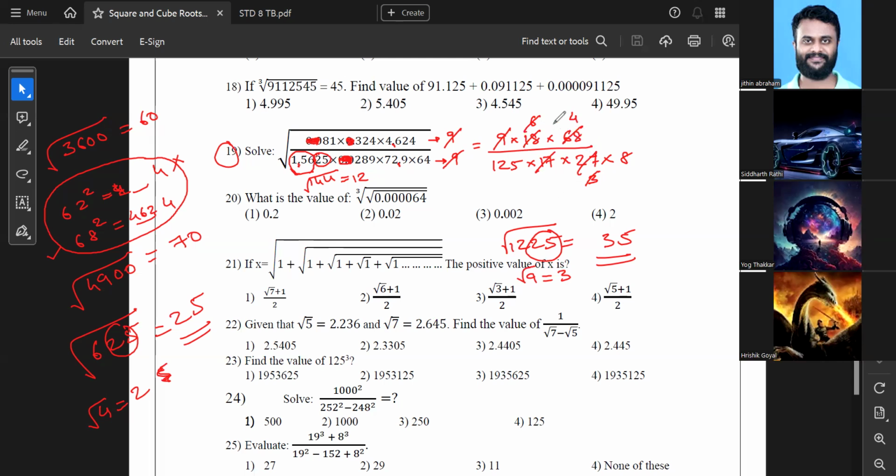Theek hai. So what I can do? Okay, 4 twos are 8, then 2 threes are 6. Now, finally, you have your answer as 3 upon 125. Sorry, 125. So 25. Yeah, just keep it like that only.